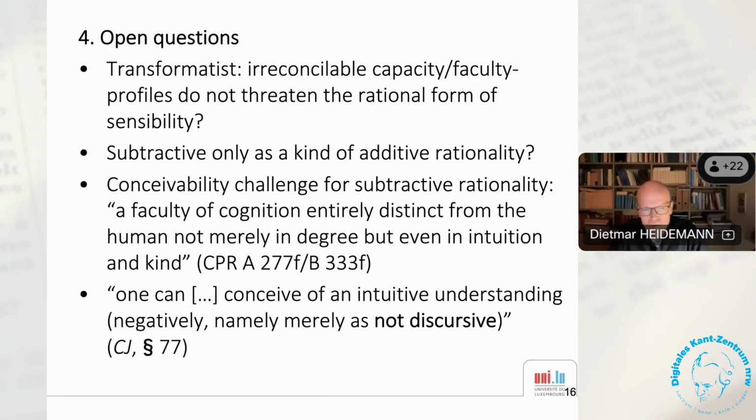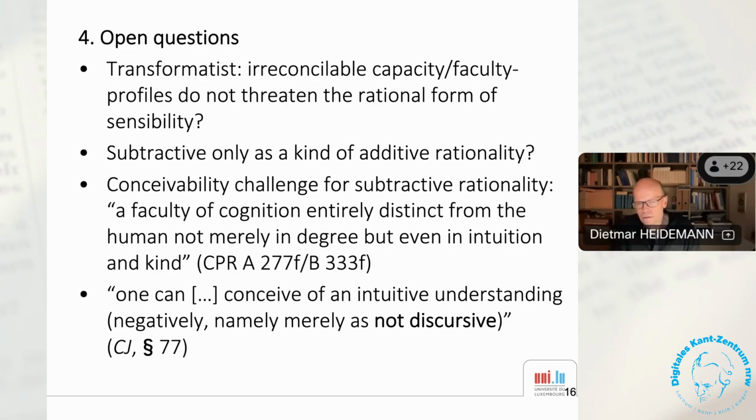If we look into another quote here from paragraph 77 now, from the Critique of Judgment, Kant says, yeah, this is possible. One can conceive of an intuitive understanding negatively, he says, namely merely as not discursive. But I'm not quite satisfied with this, since where is this getting us, right? Conceiving of an intuitive understanding merely negatively would require us to be more specific about what the constitution of such an intuitive understanding is, and just saying it's not discursive, so just describing it negatively, does not help us out here, I guess.